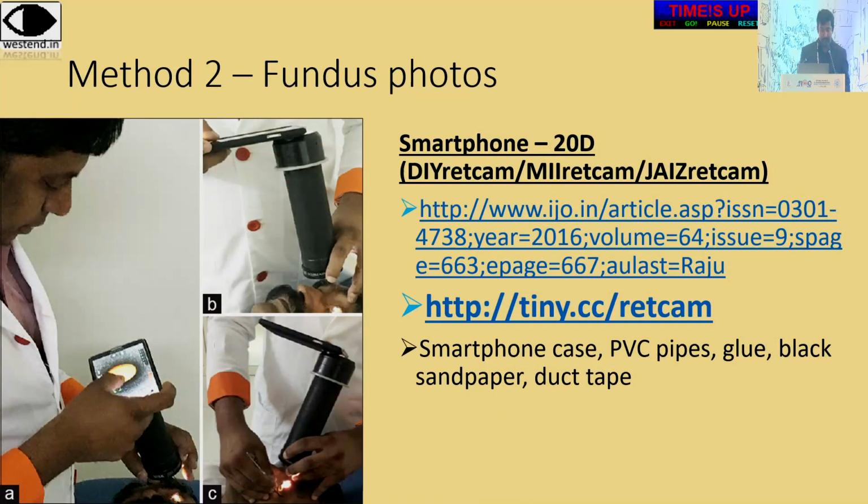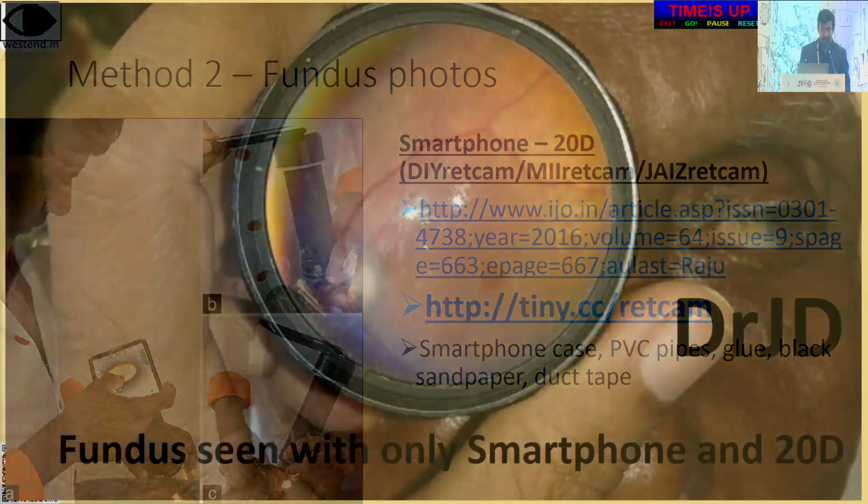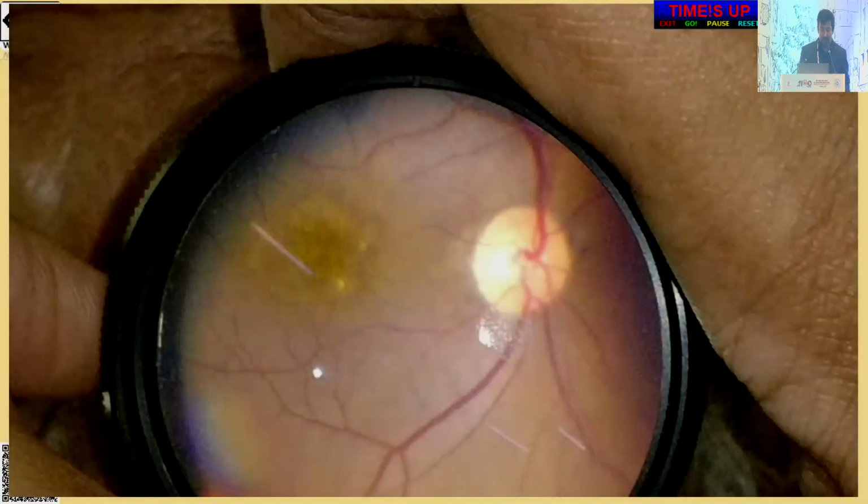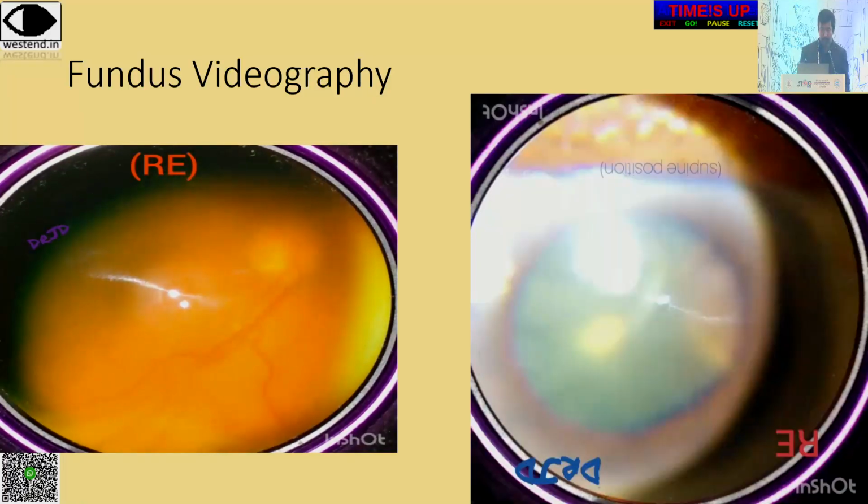Then of course there is the do-it-yourself RedCam, foldable fundoscope, Zeiss RedCam, made in India RedCam. All these can be used to take fundus photographs by the indirect ophthalmoscopy method. So there are several options available.